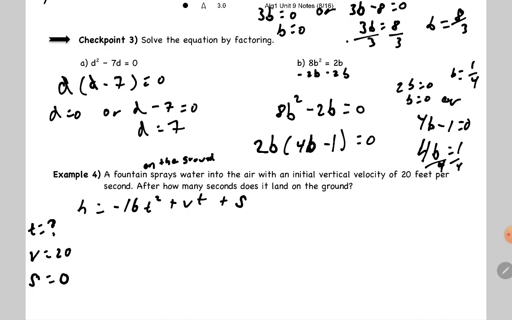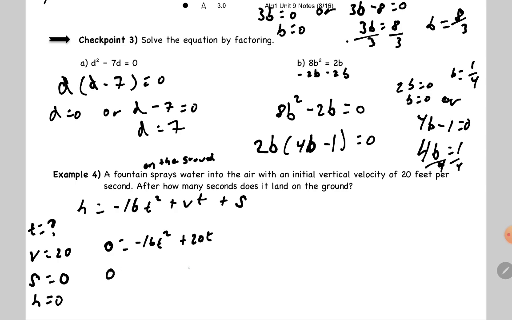sprays water in the air with an initial velocity of 20 feet per second. After how many seconds does it land on the ground? So we're solving for t. So h is after time t. So this is also going to be 0, because we're trying to figure out how long it takes to land on the ground. Ground level is 0. So negative 16t squared plus vt. So v is 20. So plus 20t plus our initial height, which is 0.